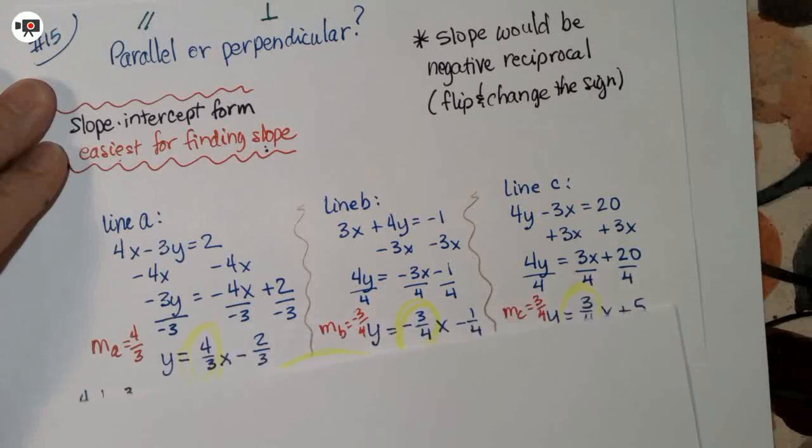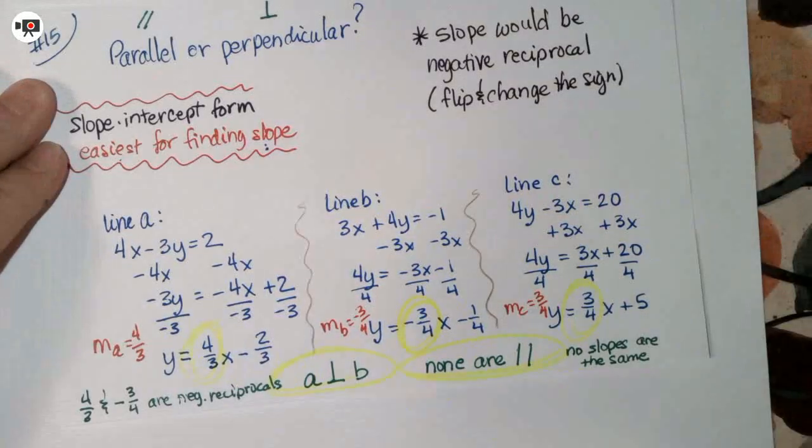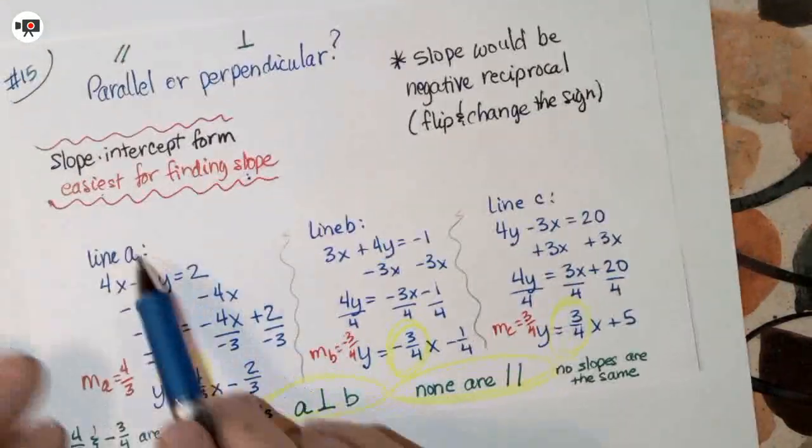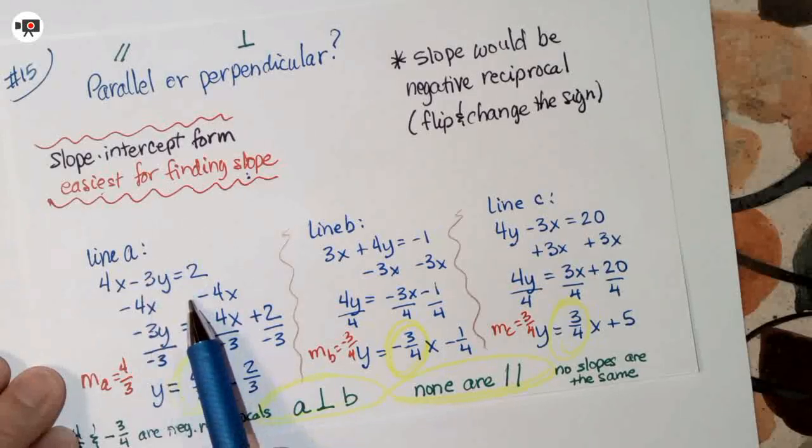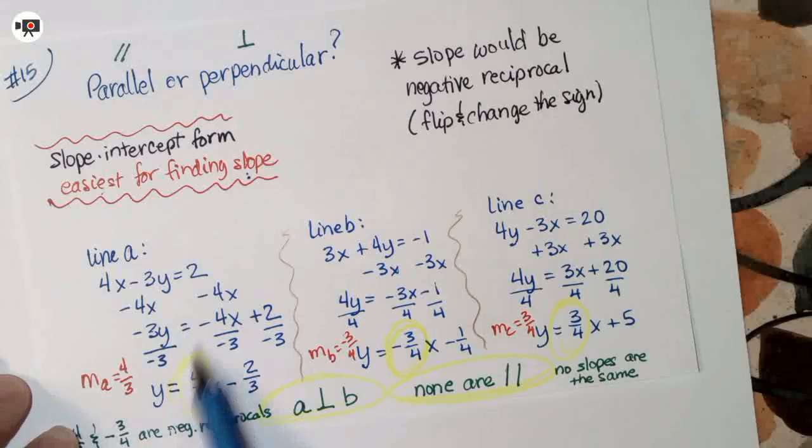So here's the slope-intercept form. I change it into slope-intercept form. I isolate the term with y, and then I isolate y. And once I do that and clean it up, I see that the slope of line A, m sub A, is 4/3.